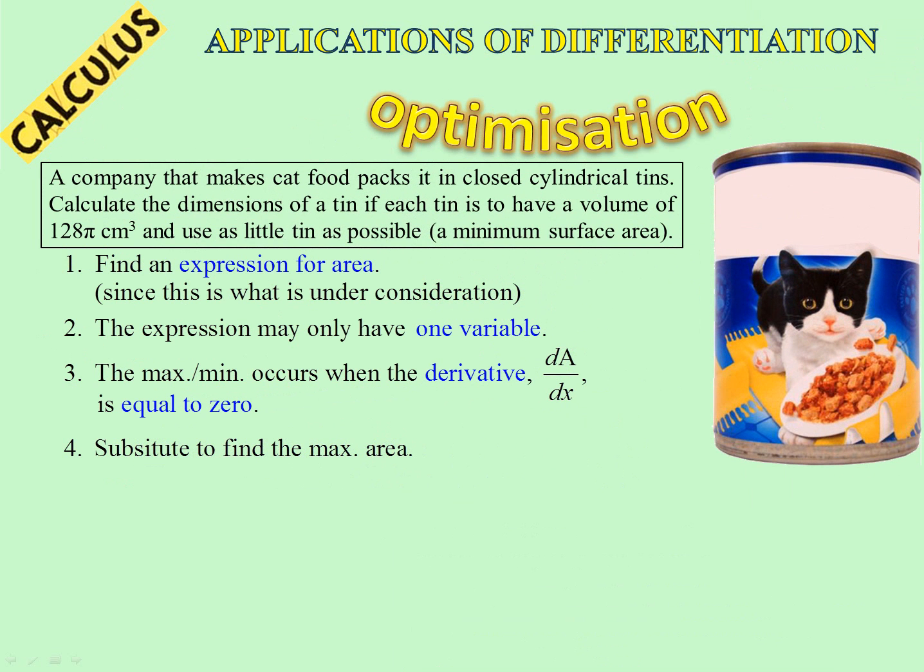Let's go into the cat food industry. Here's a company making cat food in enclosed cylindrical tins. It has a set amount of food to go in by volume, and obviously they want to use as little tin as possible. So we find an expression for the area, because it's minimum surface area, so we find area equals. If we're finding a minimum volume, we put volume equals, but this is area. They only have one variable, then we differentiate, and we don't need to find maximum area because it says just calculate the dimensions.